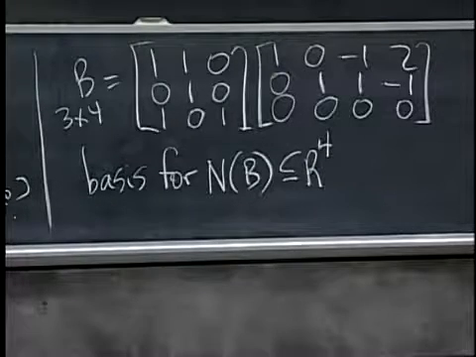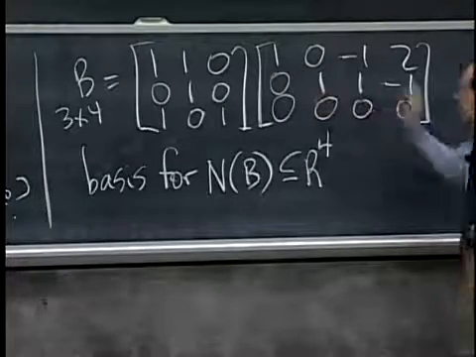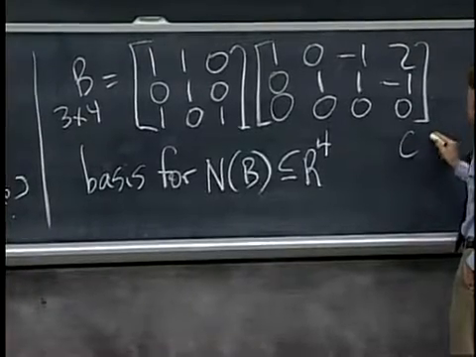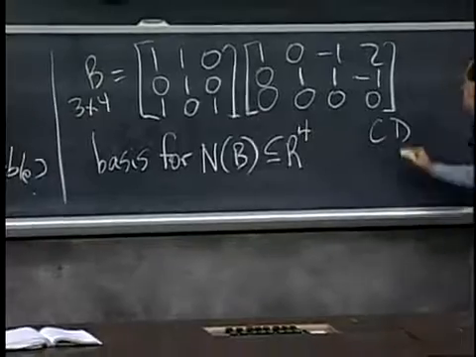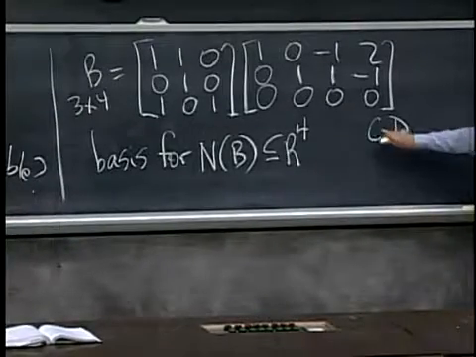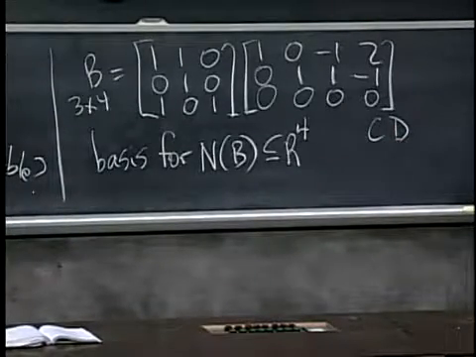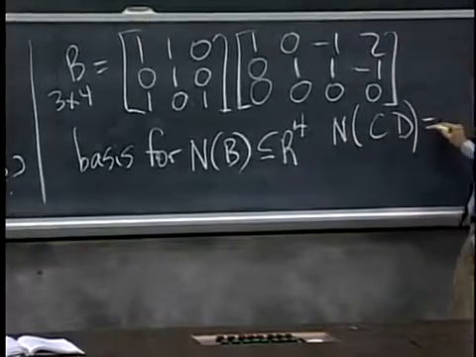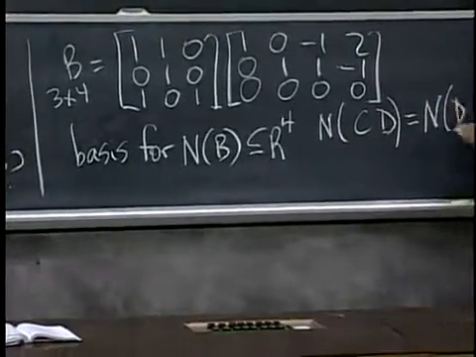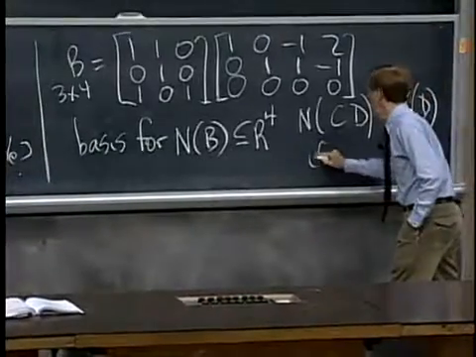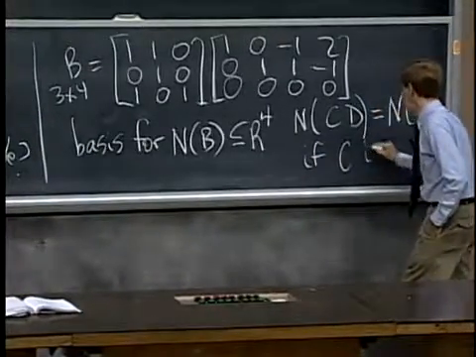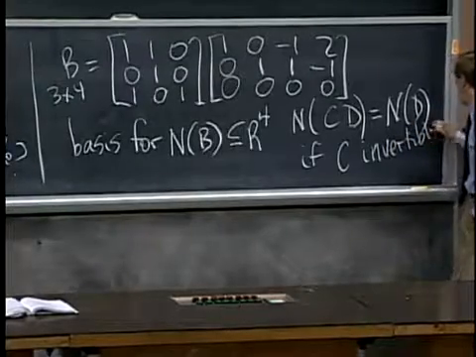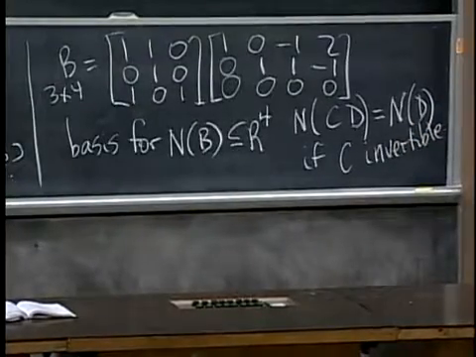Do you want me to write some of that down? If I have a product C times D, and if C is invertible, the null space of CD will be the same as the null space of D if C is invertible. Multiplying by an invertible matrix on the left can't change the null space.